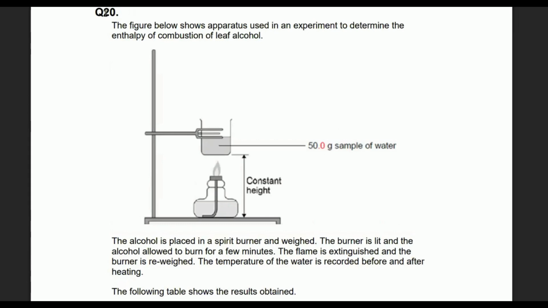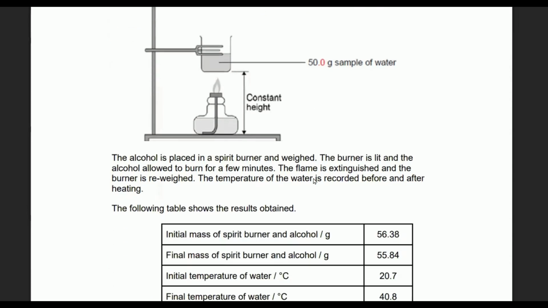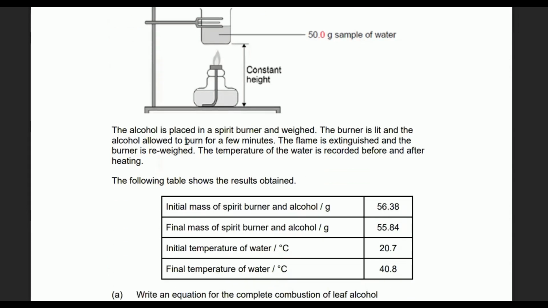Some budget HP thing. Right, the figure below shows apparatus used in an experiment to determine the enthalpy of combustion of leaf alcohol. So we've got some alcohol from a leaf, whatever that means. 50 grams of water. Okay, it's going to be the old Q equals MC delta T, right? The alcohol is placed in a spirit burner and weighed. The burner is lit. The alcohol burned for a few minutes. The flame is extinguished. The burner is reweighed. The temperature of the water is recorded before and after heating. The following table shows the results obtained.